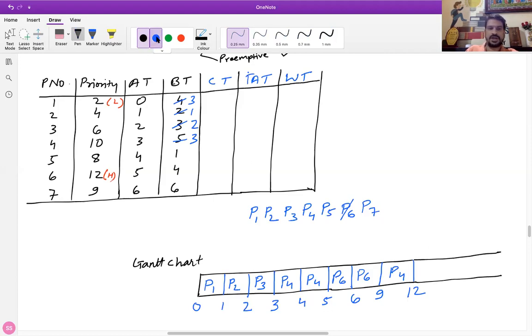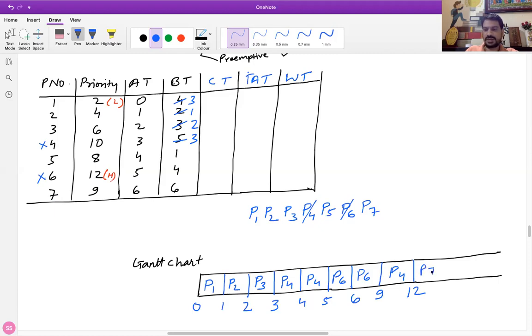Right? Now after that, P4 is finished. Now P1, P2, P3, P5, and P7 are left, of which P7 has the highest priority. You can see here that P4 has finished its execution, and P6 has also finished its execution. Among the rest of the processes, P7 has the highest priority, 9. So P7 will execute here.